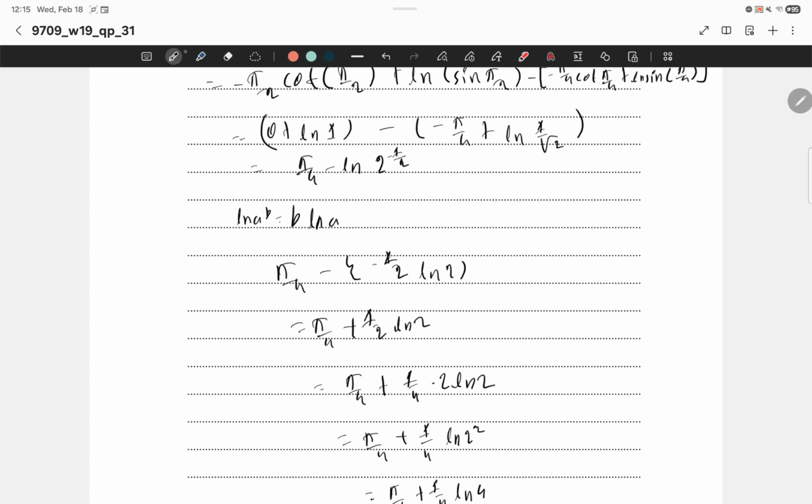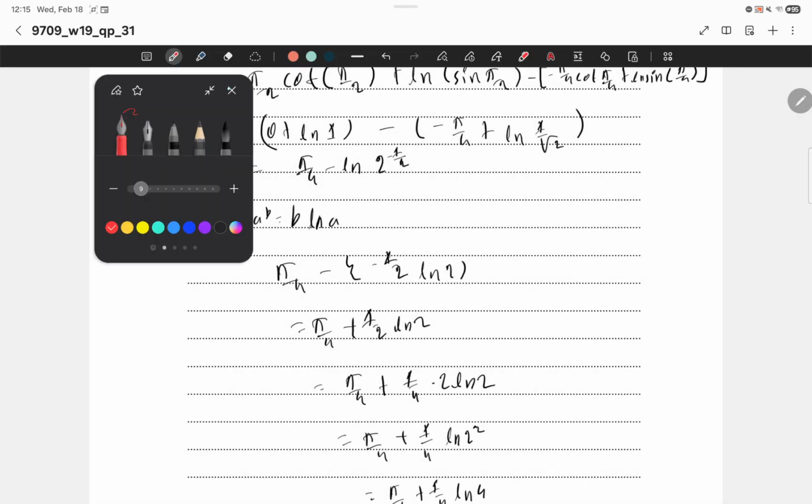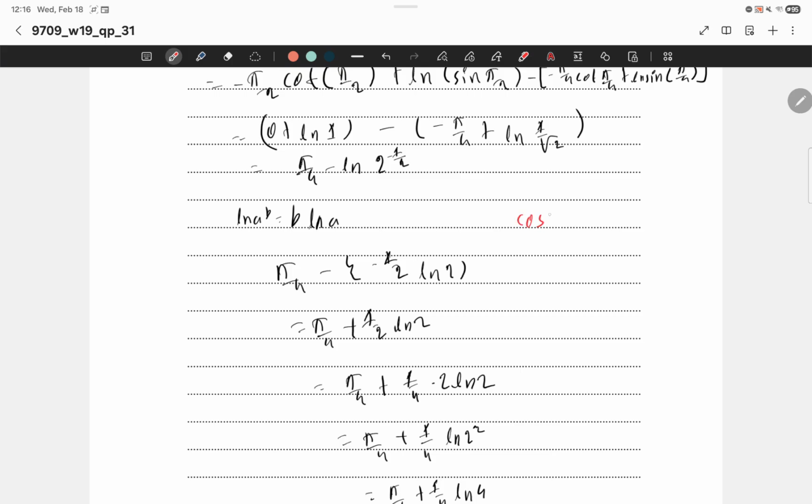So let me just use... yeah, so basically cot pi by 2 is equal to cos pi by 2 times sin pi by 2, which is 0 by 1, which is 0.